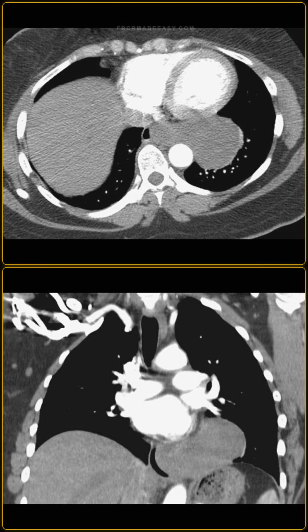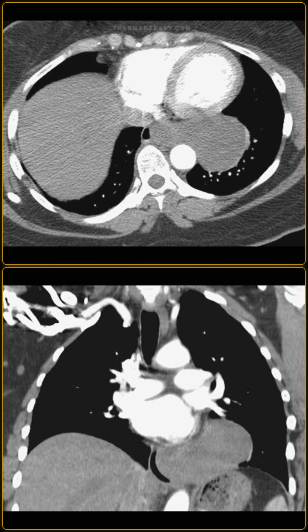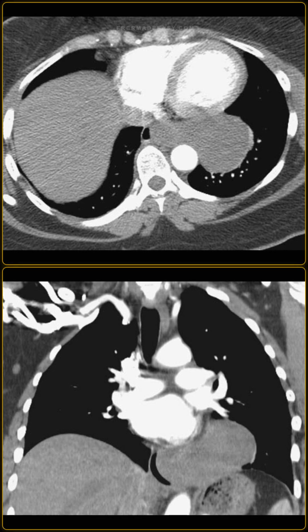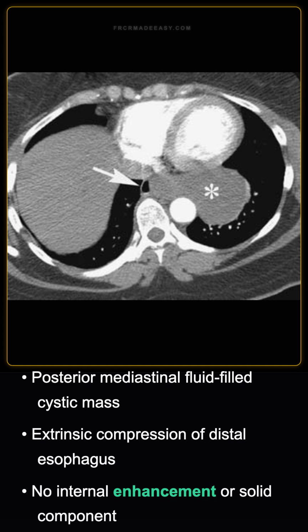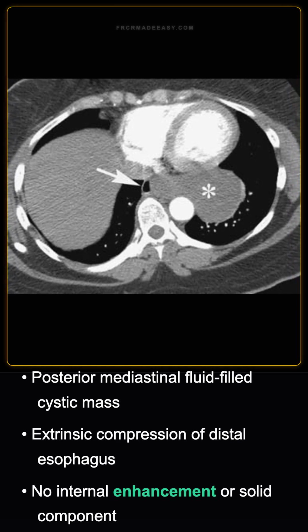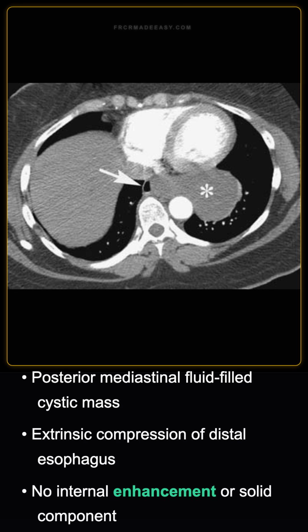A 34-year-old woman presents with mild dysphagia and an incidental mediastinal mass found on a recent chest radiograph. I am showing you a contrast-enhanced CT of the chest. Describe the findings. Okay. The CT demonstrates a smoothly marginated, homogeneous fluid-attenuation cystic mass in the posterior mediastinum.